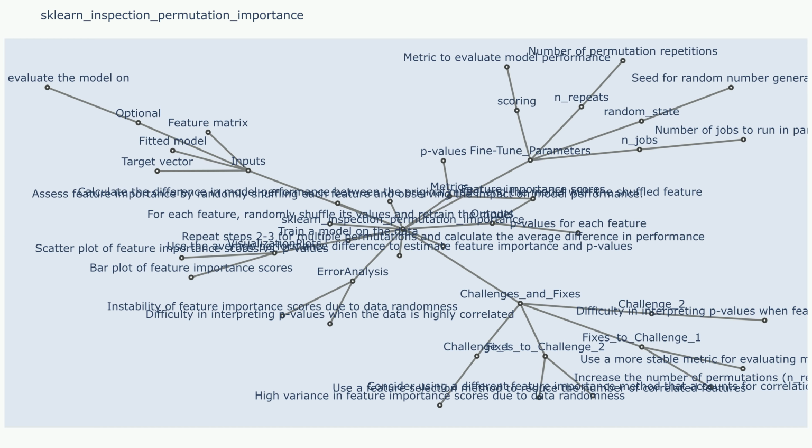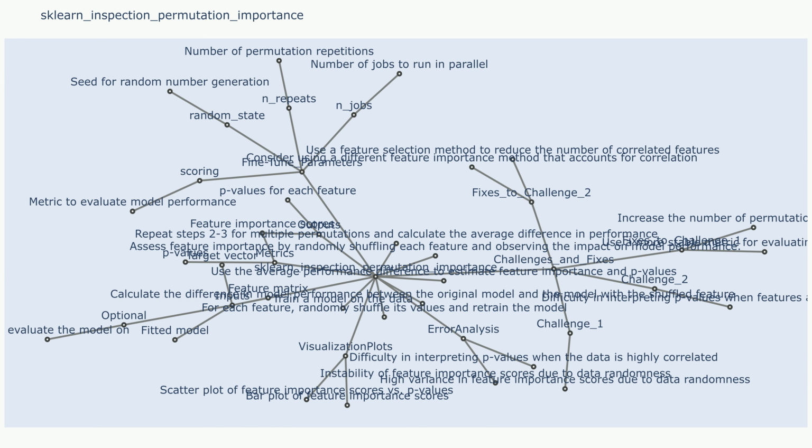Learn inspection permutation importance. Permutation importance is a technique used to assess the relative importance of features in a machine learning model by measuring how much the model's performance decreases when a specific feature is randomly shuffled or permuted. This method provides insights into which features contribute most significantly to the model's predictions.